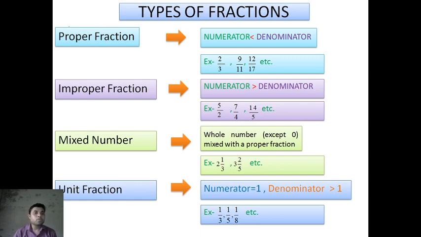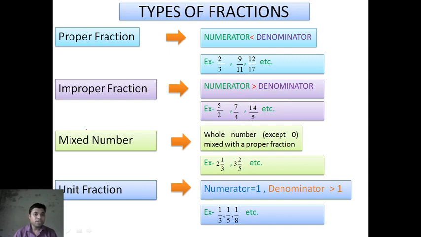First, proper fraction. What is a proper fraction? If the numerator is less than the denominator, that means the upper portion is smaller than the lower portion. Look, 2/3, 9/11, 12/17. Now improper fraction. What is an improper fraction? The numerator is greater than the denominator, that means the upper portion is larger and the lower portion is smaller. Is it clear, my dear students?